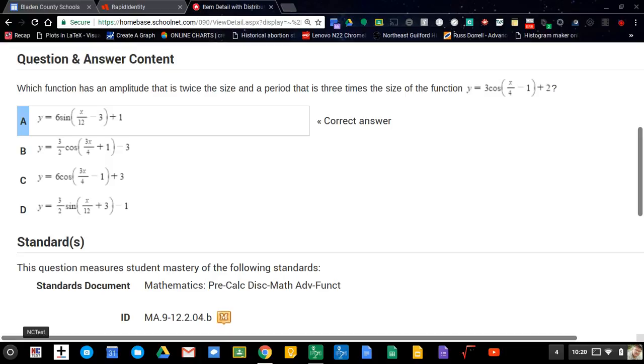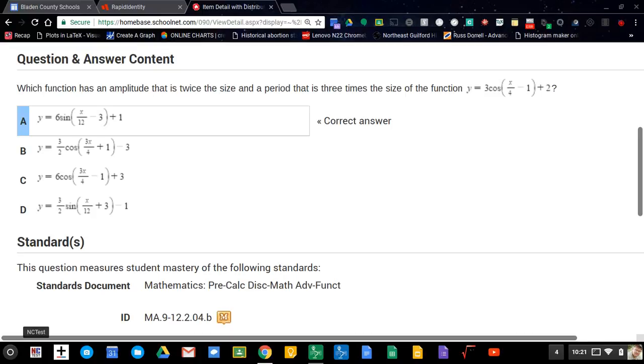3x over 4 minus 1, close parentheses, plus 3. Now, guys, do you notice that it's mixed between sine and cosine? I'm not looking for an equivalent function. I'm looking for something that has similar characteristics.